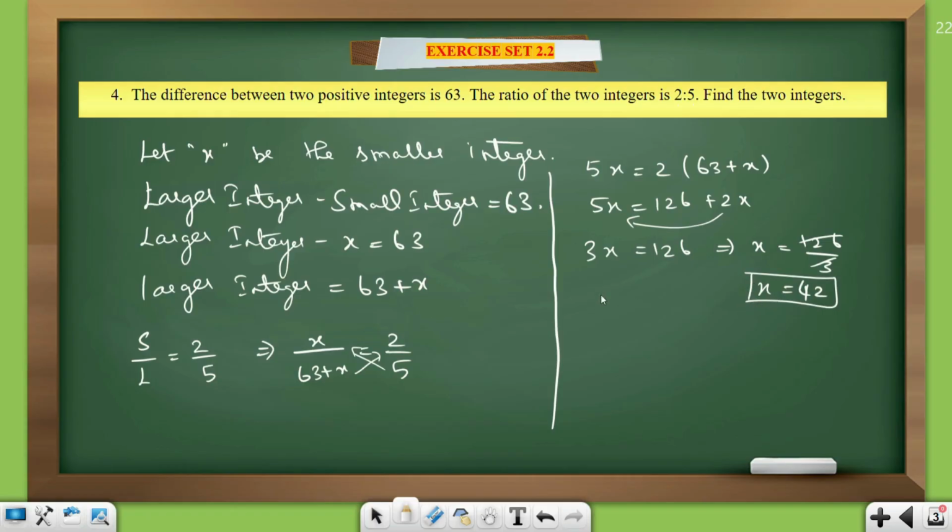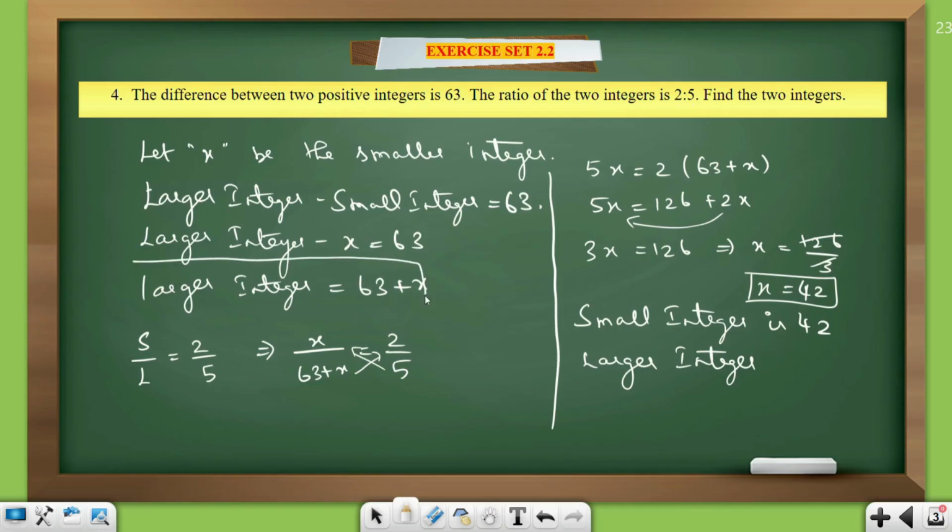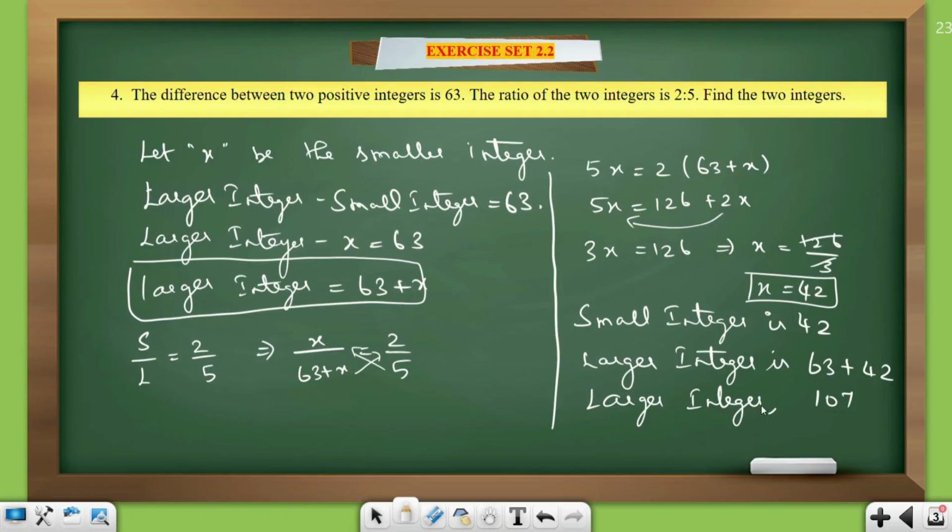So we got the value of x, which means the smaller integer is 42. To find the larger integer, we know that the larger integer is 63 plus x, right? So the larger integer is 63 plus the x value, 42. If you add these two values, you will get the larger integer as 107. That larger integer is 107. So these are the final values of the integers. Okay, thank you students.